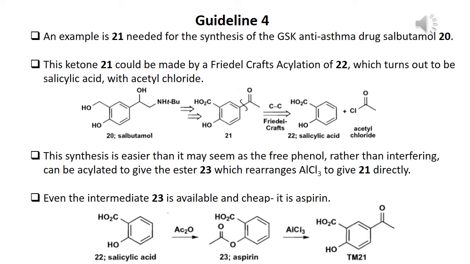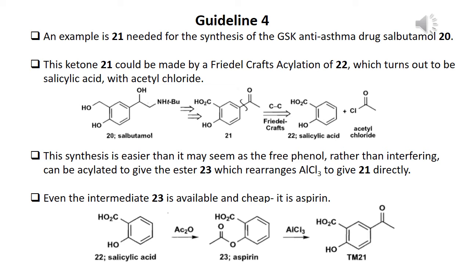Even the intermediate 23 is available and quite cheap. It is aspirin. If we go through this approach, we are having salicylic acid, we can acylate the salicylic acid, we can get aspirin, and then we can do the Friedel-Crafts acylation of this 23 aspirin, and we shall get then the acyl group which we shall be having on the target molecule if we go towards the synthesis. So this is an easier synthesis.